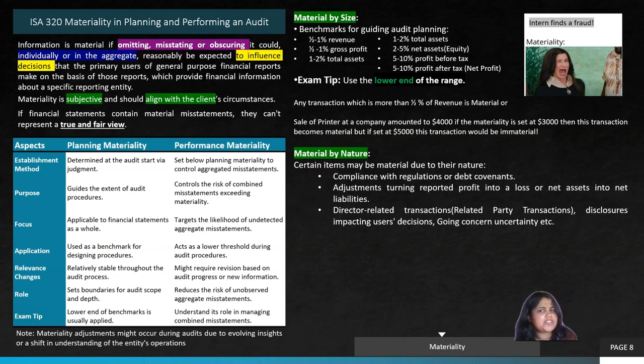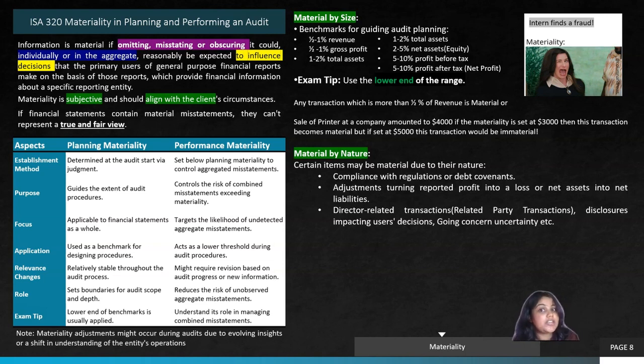Who prepares these financial statements? The directors of the company, correct? So we are saying that some transactions or items are material if that item is omitted, which means that it is not included, then the user's decisions will change. If it is misstated or it has some errors, the user's decisions will change.